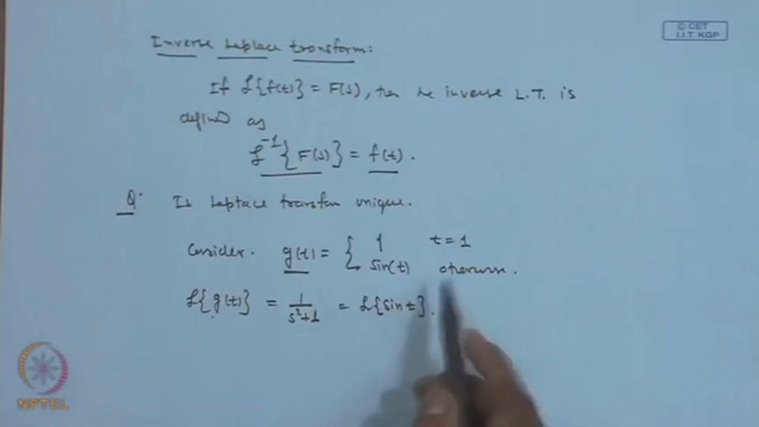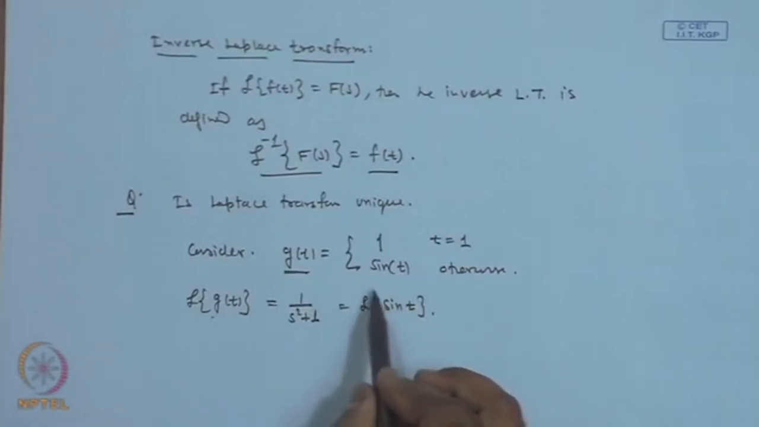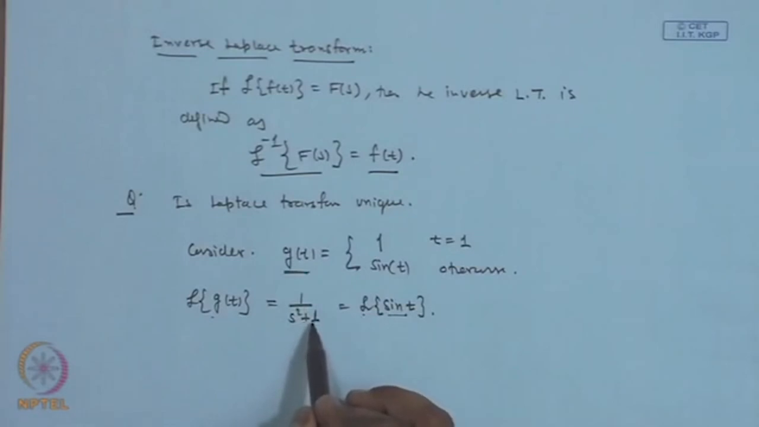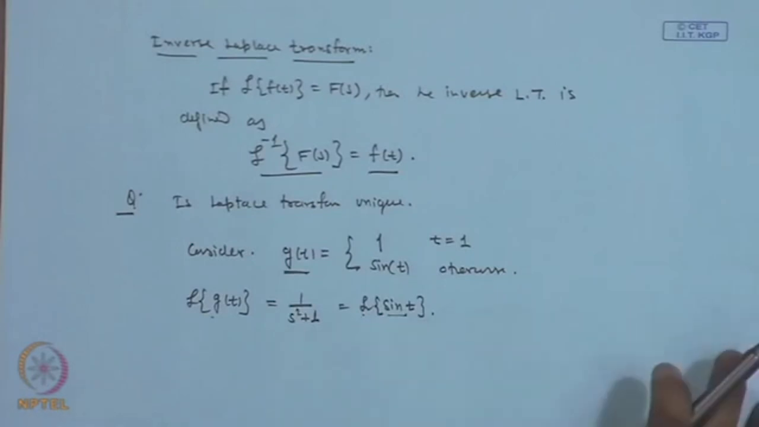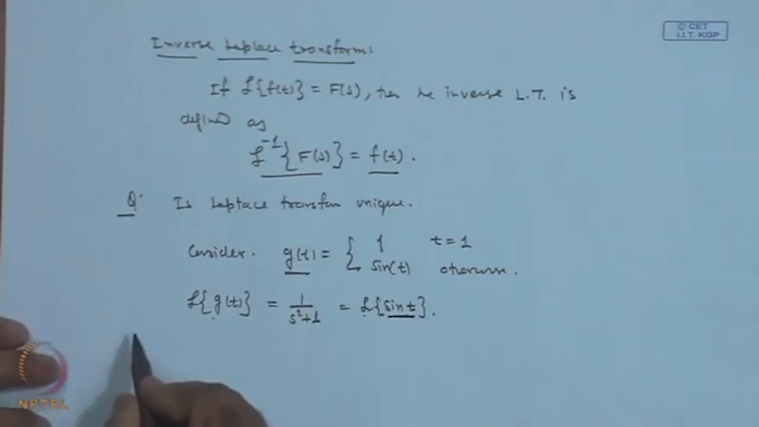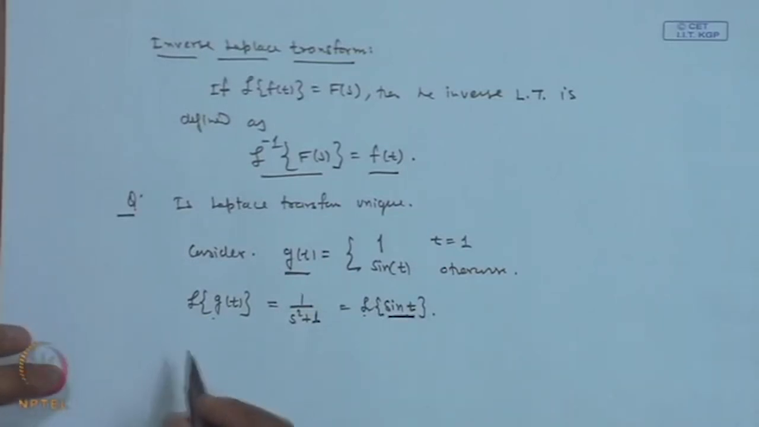But we have uniqueness in the sense that corresponding to this sin t, which is a continuous function, the Laplace of sin t is 1 over s square plus 1. So we cannot have any other continuous function whose Laplace transform is 1 over s square plus 1. So we have uniqueness of the Laplace transform if we assume continuity, and this result is also called Lerch's theorem.